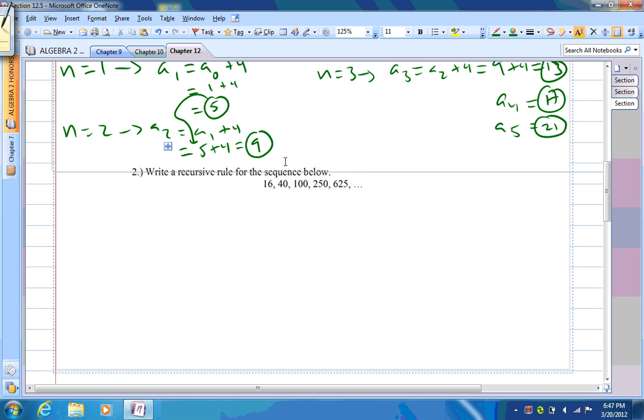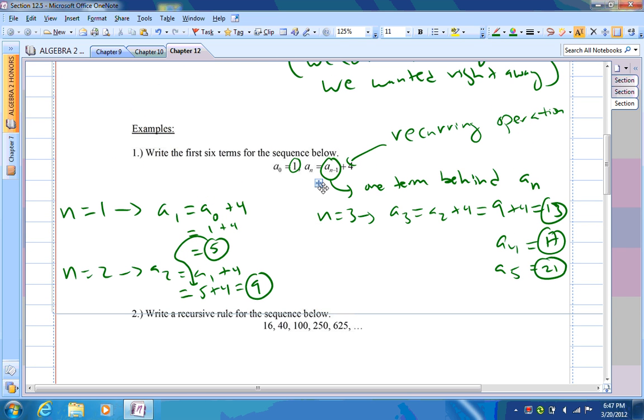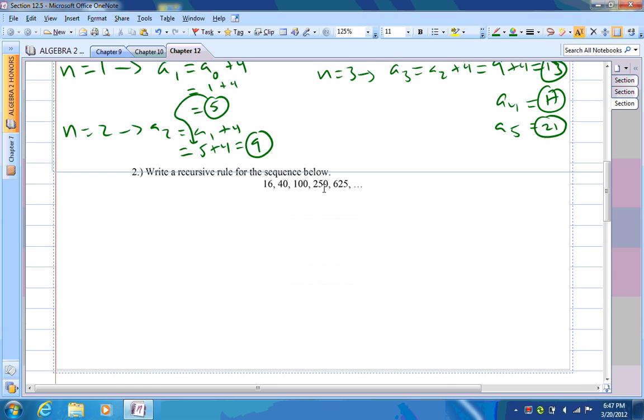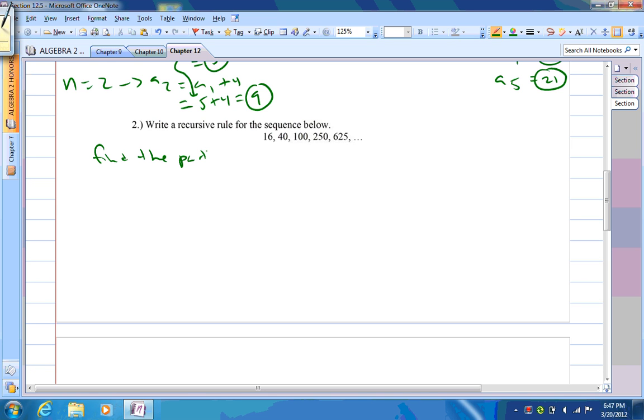Okay, write a recursive rule for the sequence below. So now we have to write a rule. In number 1, we were given a rule and had to write the first 6 terms. Here we have the first few terms, in this case the first 5 terms, and we've got to write a rule. So here's how I do it. First, find the pattern. It's always the first step.